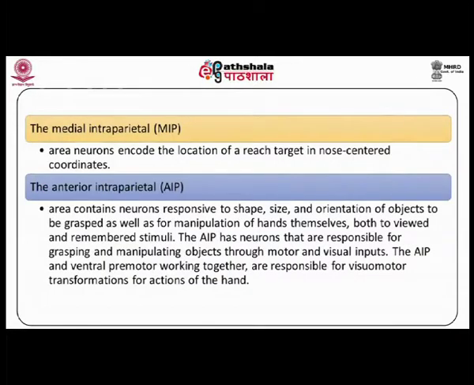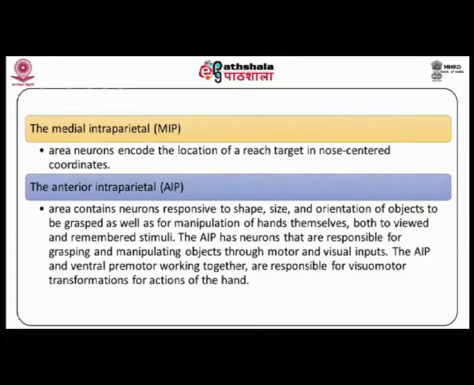The medial intraparietal or the MIP area, neurons encode the location of a reach target in nose-centered coordinates. The anterior intraparietal or the AIP area contains neurons responsive to shape, size and orientation of objects to be grasped, as well as for manipulation of hands themselves, both to be viewed and remembered stimuli.